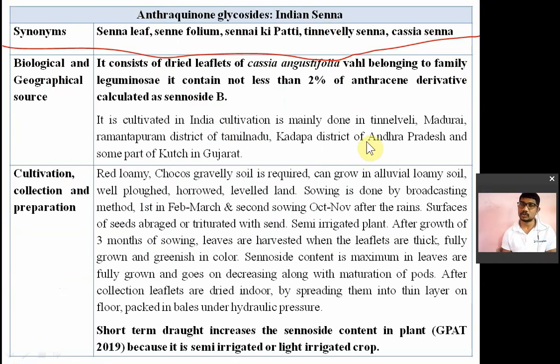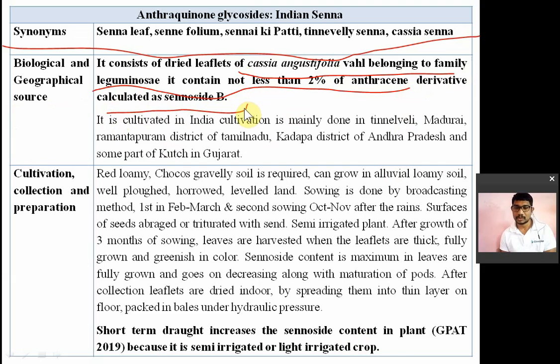Now what is the biological source? It is nothing but the dried leaflets of Cassia angustifolia, family Leguminosae, and it should contain not less than 2% of anthracene derivative or glycoside calculated as sennoside B. Okay, sennoside B, not less than 2% of sennoside B. Now it is cultivated in various parts of India. It is mainly done in the south region, mainly in Tinnevelly.